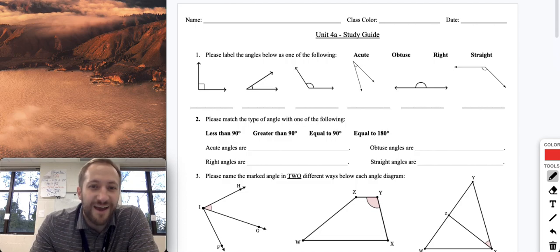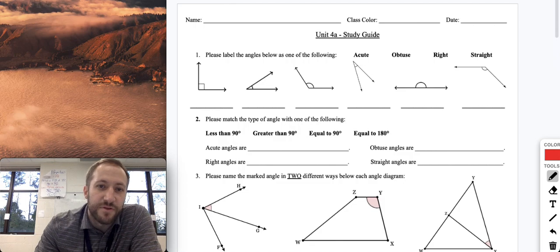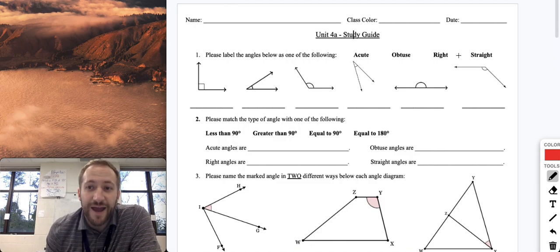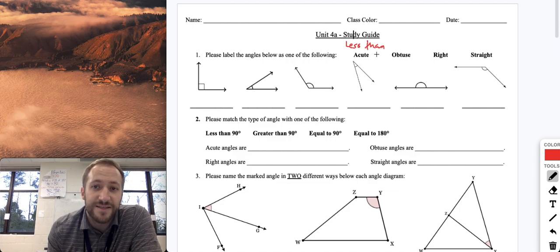Let's go through the study guide. So, question number one says, please label the following angles as one of the following: acute, obtuse, right, or straight. In case you forgot, acute angles are less than 90 degrees. We'll say less than 90. Obtuse are more than 90. Right angles are exactly 90 degrees. And straight angles are exactly 180 degrees.